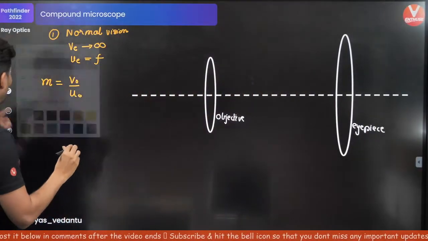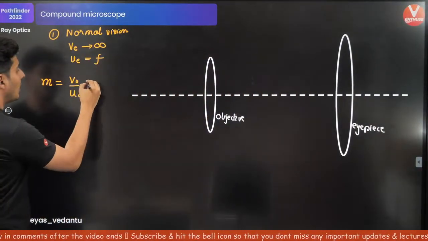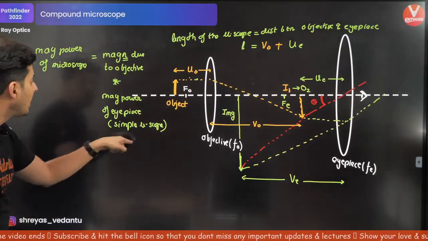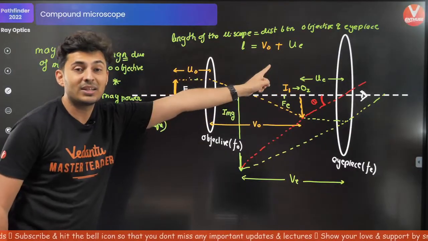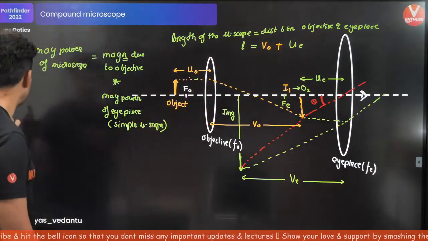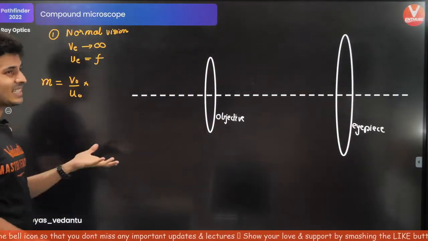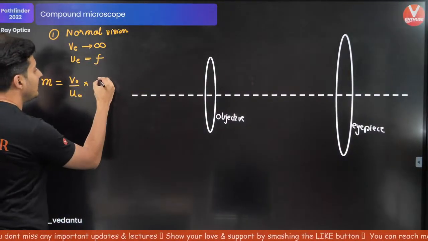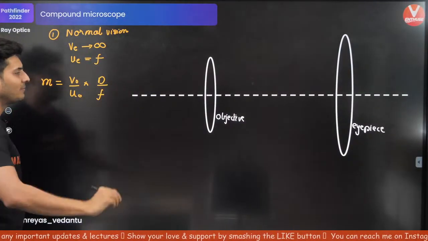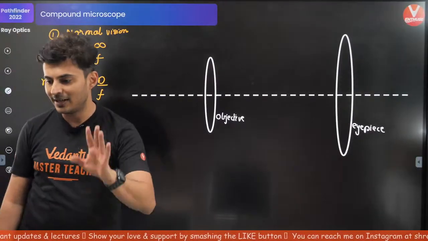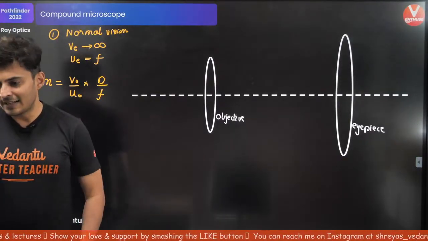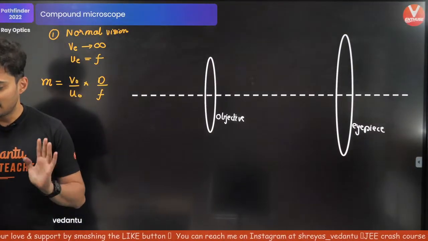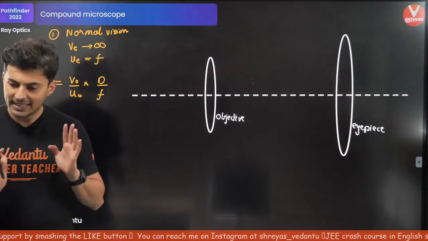Understood? Into, I have to multiply. Remember, I just showed it to you over here. Into the magnifying power of the eyepiece. What is the magnifying power of the eyepiece? The magnifying power of the eyepiece, that means simple microscope, normal vision, that means it should be D by F, as simple as that. It is D by F. Is that clear? Yeah, it's D by F. Very good. Proud of you, my warriors.